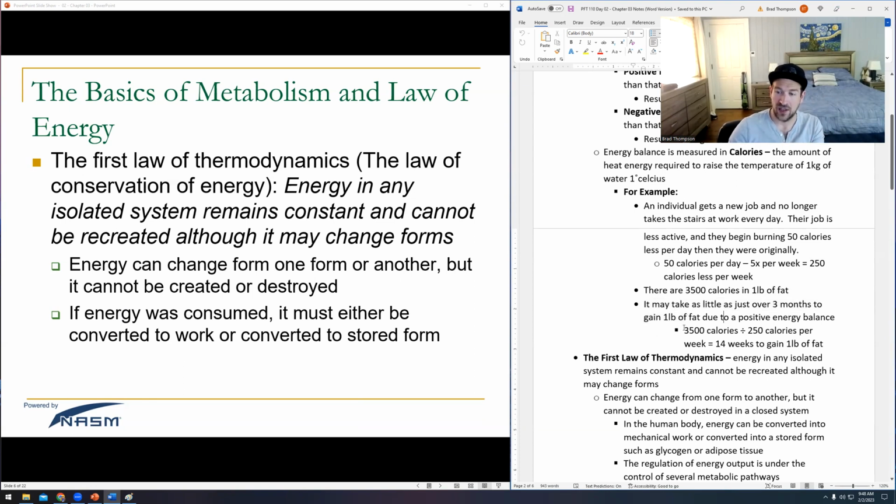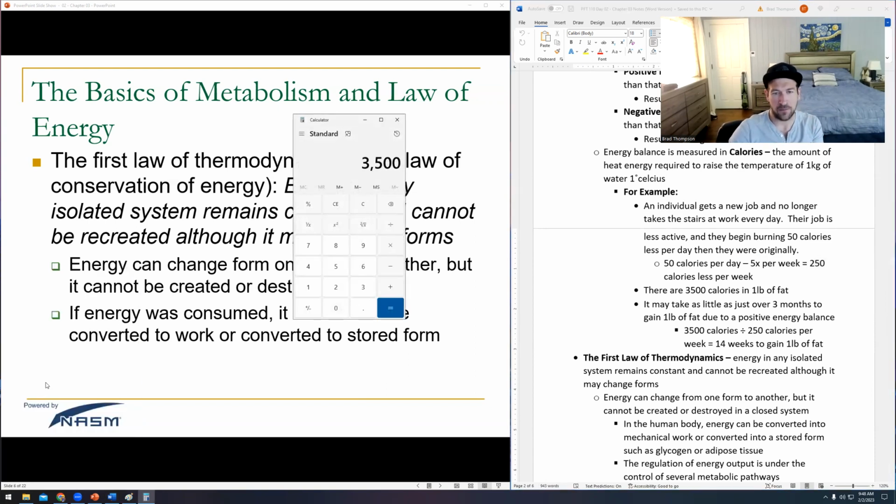And here's the proof in that. 3,500 calories divided by 250 means it'll take them about 14 weeks to gain that 1 pound of fat, right? Because again, 50 calories a day, 5 days a week, that's 250 a week, right? 3,500 divided by 250 is 14. So 14 weeks later, this person gained 1 pound, right?